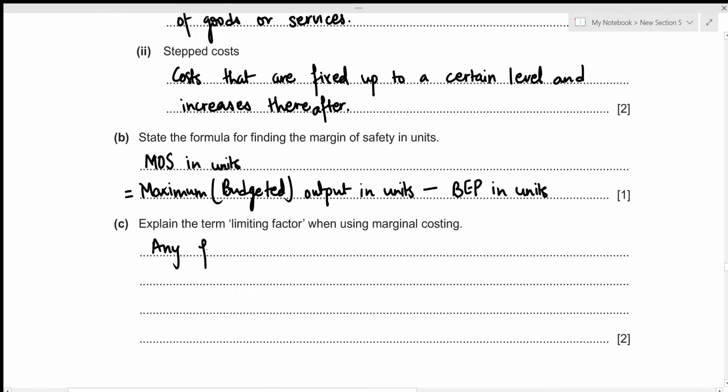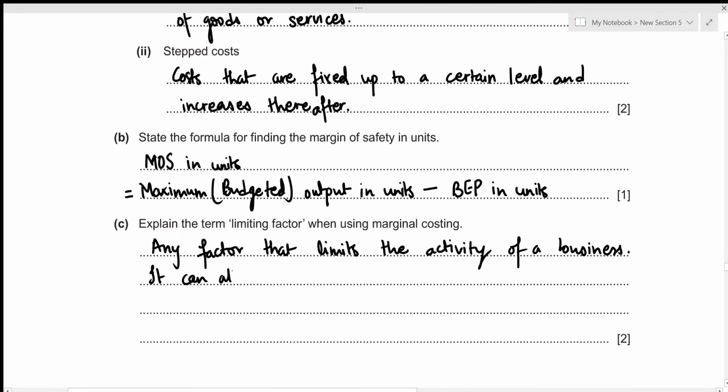Any factor that limits the activity of a business, it can also be termed as a shortage of a resource. This completes the third part. Let's move on to the fourth one.